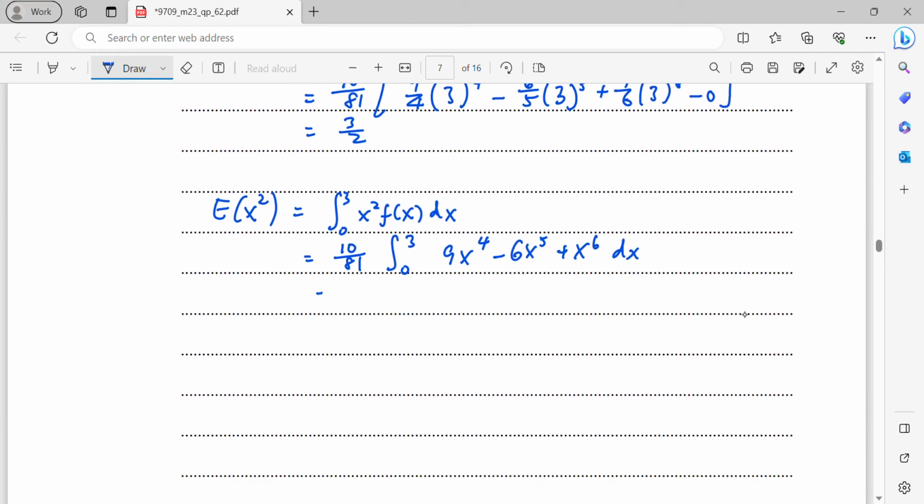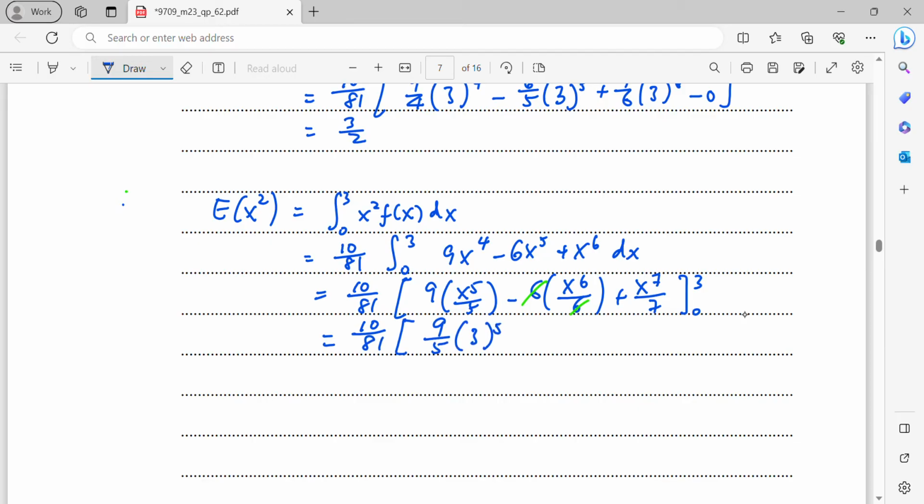Okay, so now do integration. It will be 10 over 81, 9x degree 5 over 5 minus 6x degree 6 over 6 plus x degree 7 over 7. The limits from 0 to 3. Then from here, second term, the 6 and 1 over 6 can be cancelled off. And then now I will just replace my x values. So it will be 9 over 5, 3 power 5 minus 3 to the power 6 plus 1 over 7 times 3 power 7. Then minus, when the x equals 0, all the terms will be 0. Then from here, I will be getting 18 over 7.